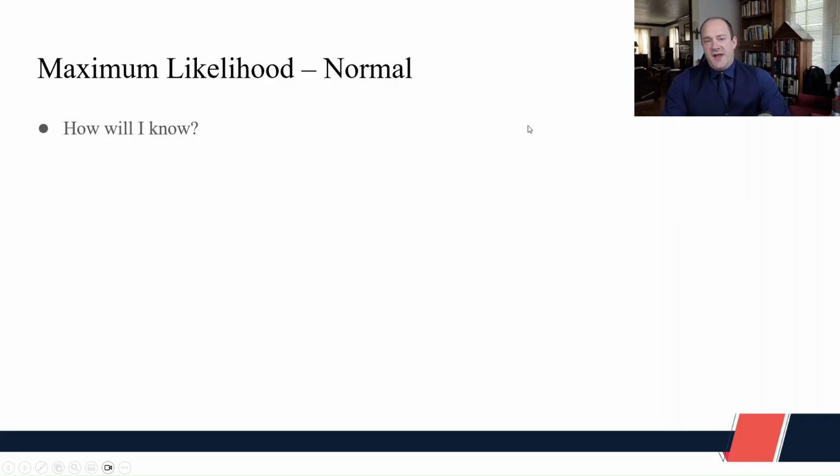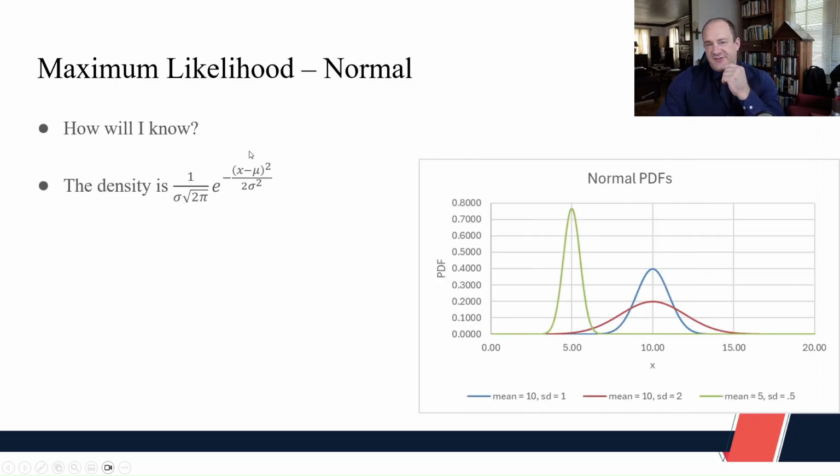Now we move on. Normal. How will I know that the conditional distribution follows a normal distribution? Well, the density looks like this. And you go, yes, of course, I'm very comfortable with those numbers. I see them all the time. And the density curves look like this. But again, how will you know that the conditional distribution is normal, as is required?